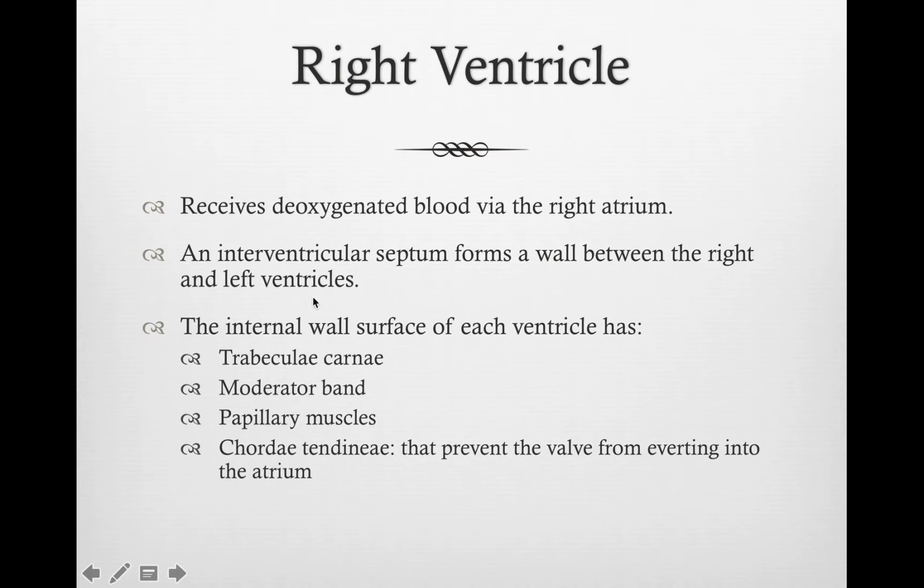Now, the internal surface of each ventricle has some structures here that we need to know of. Trabeculae carneae, papillary muscles, chordae tendineae, these are all structures seen in both the left and the right ventricle. So I'm going to skip those here for a moment and come back to them because I want to start with the moderator band. This is a structure only seen in the right ventricle. And there's a reason for that. The moderator band, quite literally, moderates stretch seen in the right ventricle.